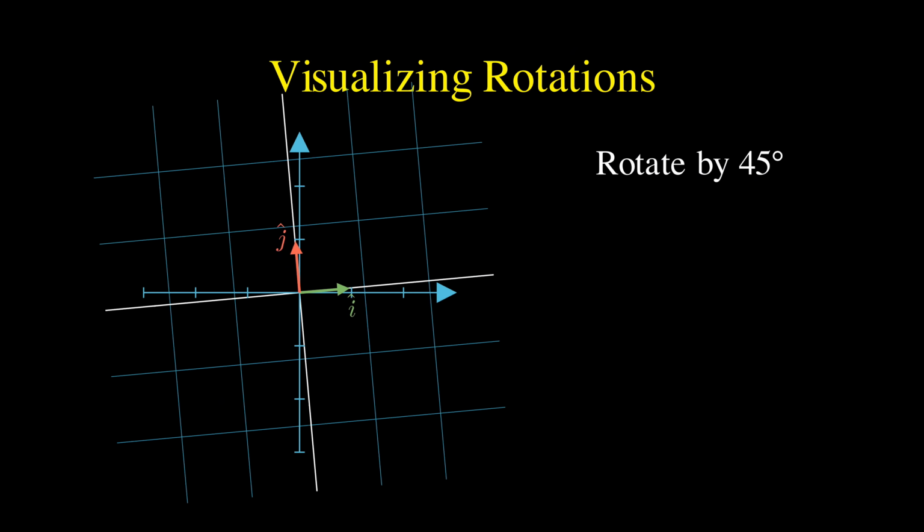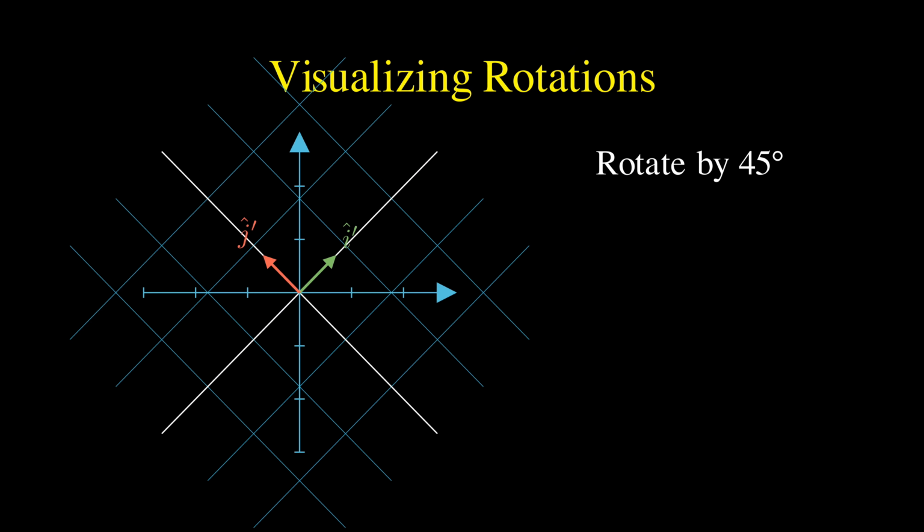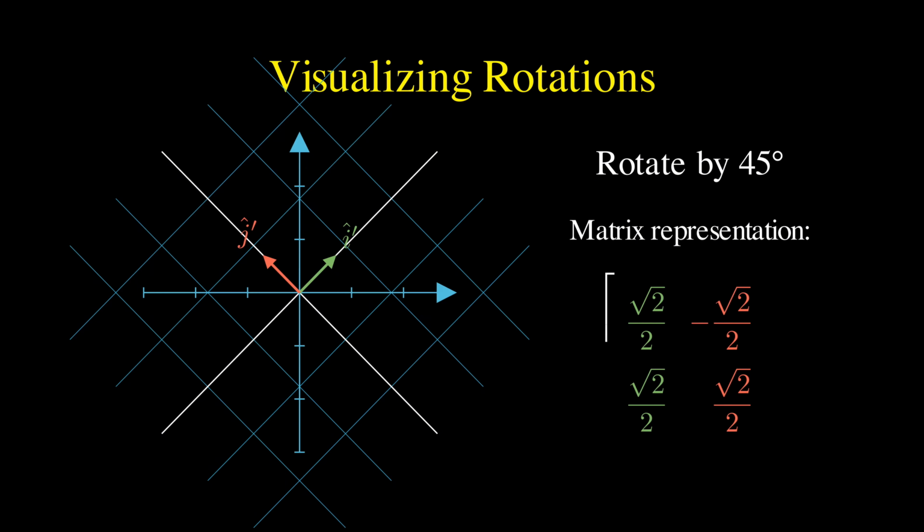If we rotate the plane by 45 degrees counterclockwise, i, which started at 1 and 0, moves to a new position at cosine of 45 degrees and sine of 45 degrees, which is square root of 2 over 2 and square root of 2 over 2. Similarly, j, which started at 0 and 1, moves to negative sine of 45 degrees and cosine of 45 degrees.